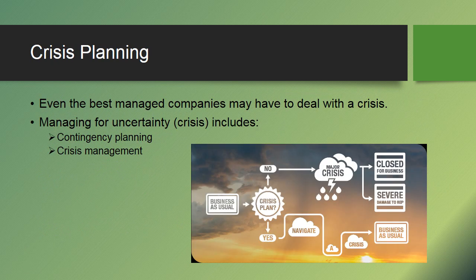So, in addition to our regular management, we also have to have crisis planning. And even the best managed companies may have to deal with a crisis. Just because you are an ethical company that uses ethically sourced materials and that all of your workers are, there's a diversity and a gender neutral perspective, you've done everything right. Stuff still happens. So managing for uncertainty or crisis includes contingency planning and crisis management. So the thing is, if you don't have crisis planning, oftentimes what you see is the company is severely damaged because they haven't managed the crisis well enough.